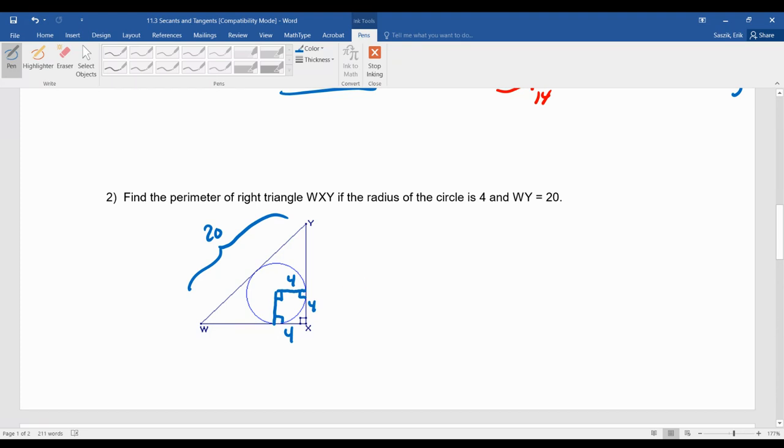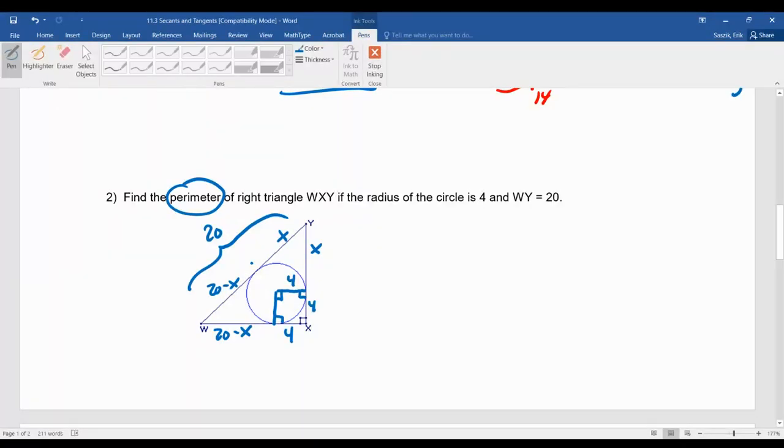Now, you just have to call something x. I'm going to call this x. That means this is x. That means this is 20 minus x. Oh, wait a second, that means this is 20 minus x. And then sometimes people wonder, well, what do I do now? Well, you're done. Check this out.